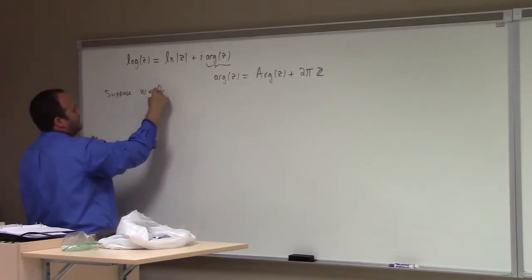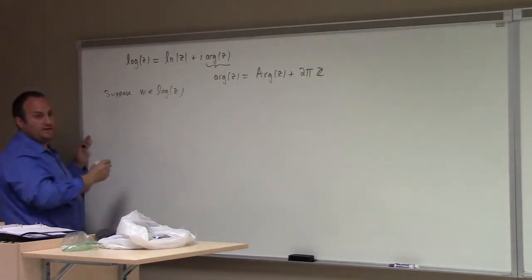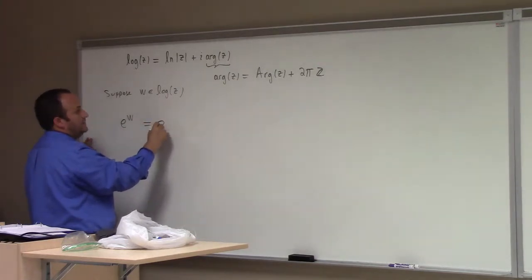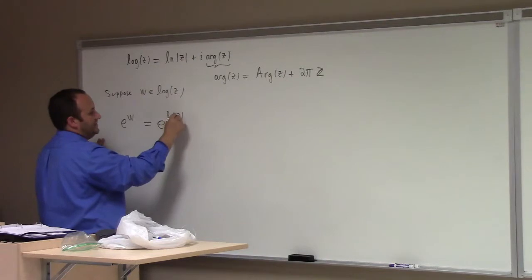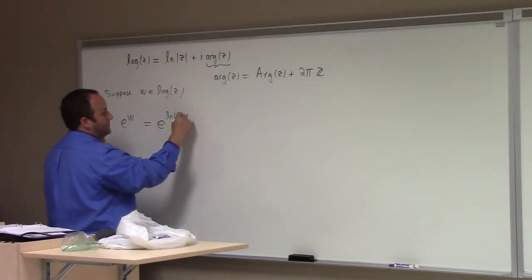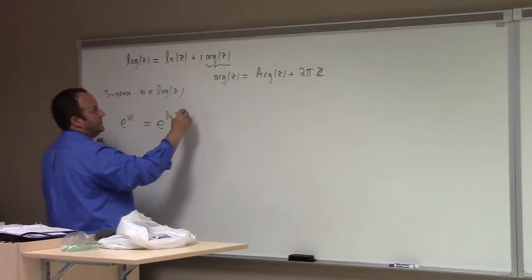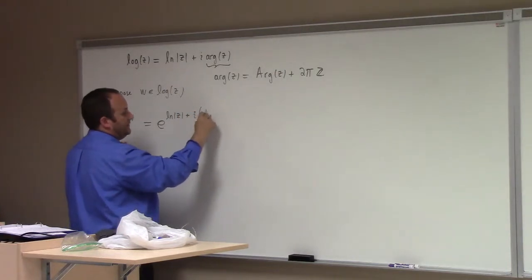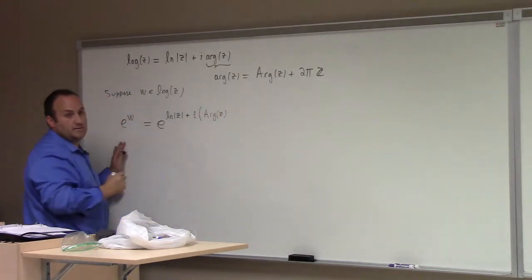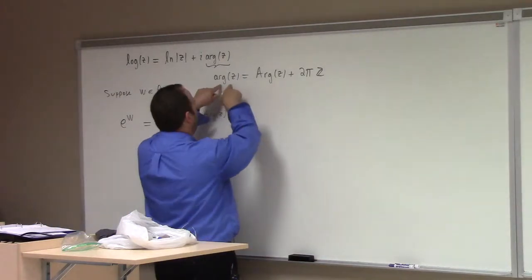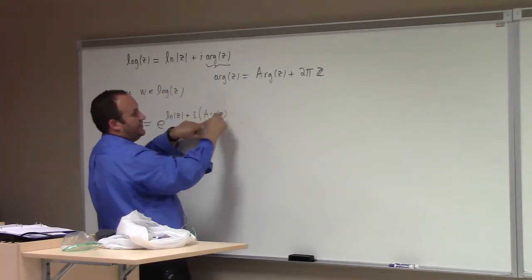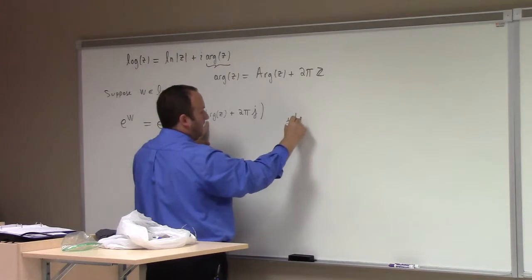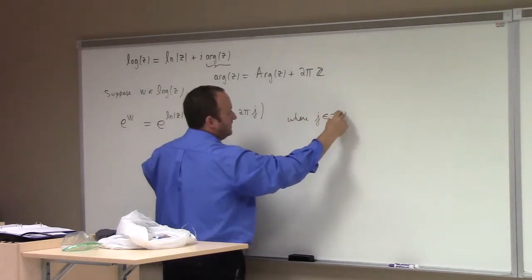Suppose w is in little log of z. And consider e to the w, what's that equal to? That's e to the natural log of the absolute value of z plus i times the argument of z, which is a specific fixed thing, and then plus what? What's a typical thing in the argument of z? It's the principal argument plus 2 pi j, where j is some element of the integers.